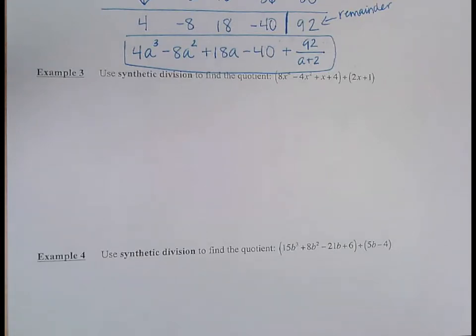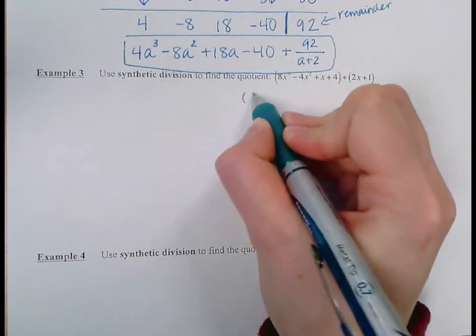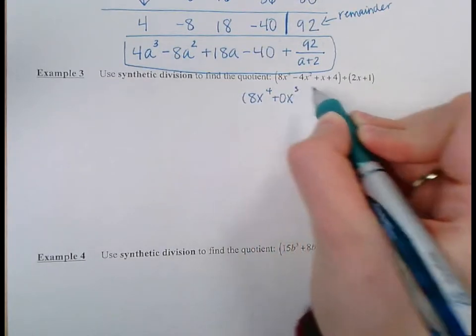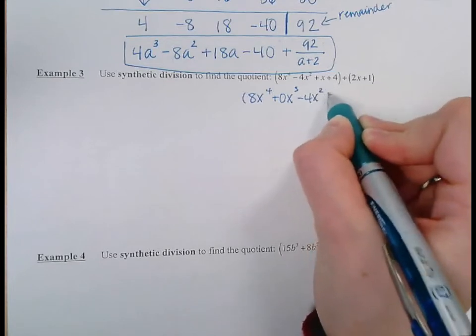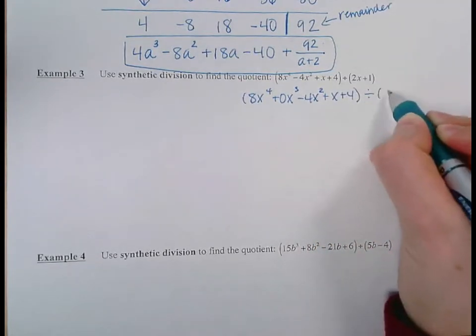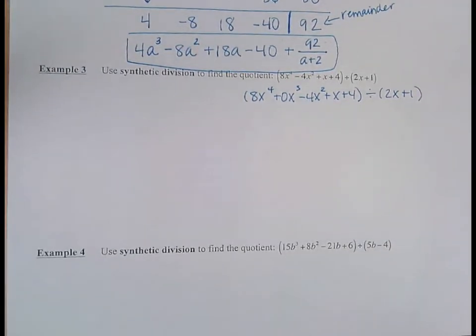The third power again. We have x to the fourth and x to the second, but no x to the third. We have to fill in a 0. So it would be 8x to the fourth plus 0x cubed minus 4x squared plus x plus 4. I'm going to also write after that divided by the 2x plus 1, so I have more room to write this out.